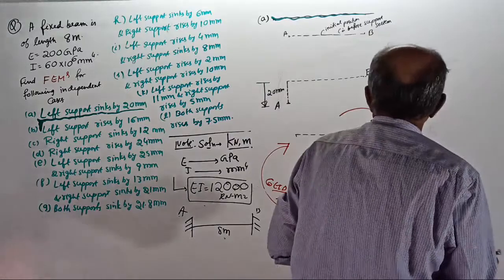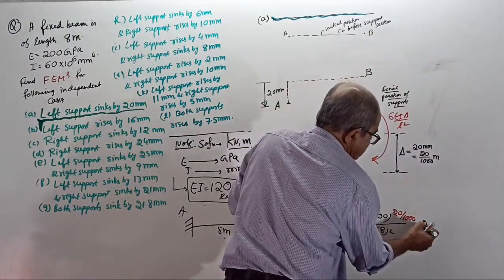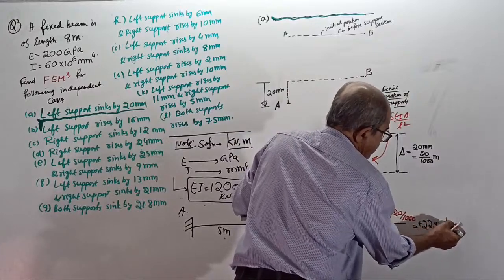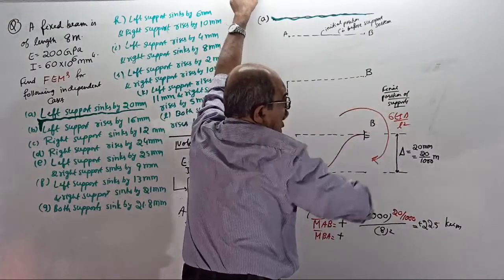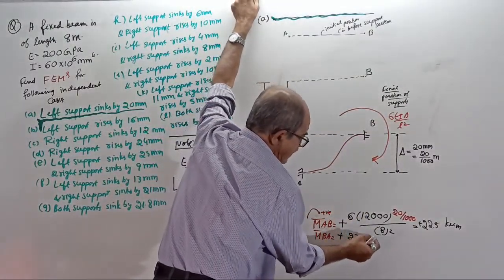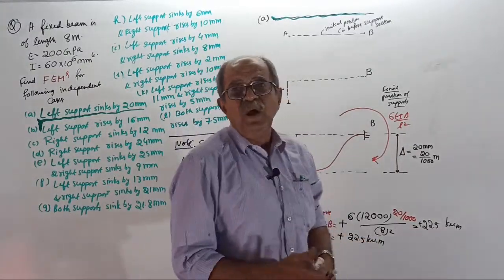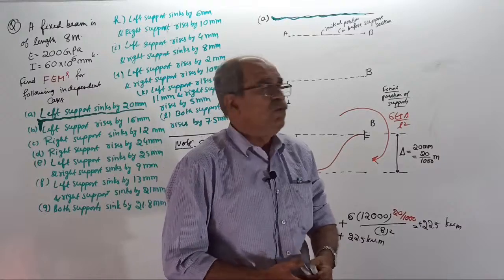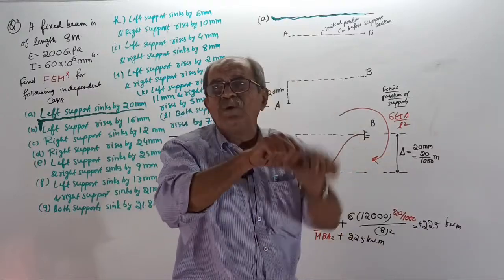22.5 kilonewton meter. See, or 22.5. This is plus 22.5 kilonewton meter. M bar BA also is clockwise. Don't calculate. Put plus 22.5 kilonewton meter. See, if it is a loading case, one is anti-clockwise, one is clockwise. But settlement case, both are clockwise or both are anti-clockwise.